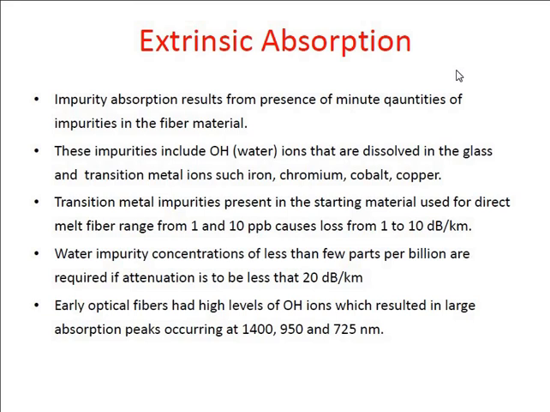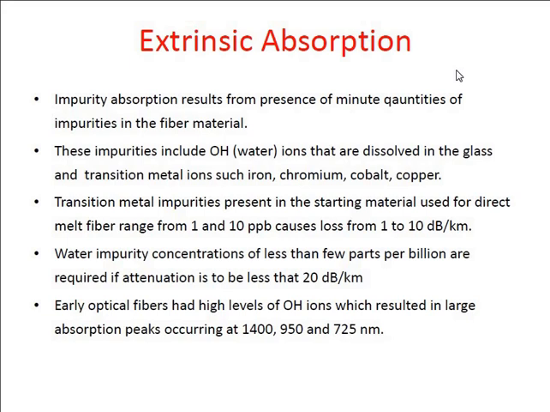And next, if you see the OH ion impurities, that's the water impurity. So it is another major extrinsic loss mechanism that is due to the absorption. Absorption is due to the water when it is dissolved in the glass. So these hydroxyl ions are bonded in the glass structure. Okay, so this OH impurity results from the oxyhydrogen flame when it is used in the hydrolysis reaction. This type of absorption is reduced by reducing the water content in the fiber.